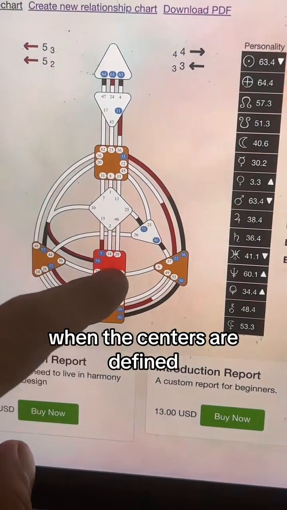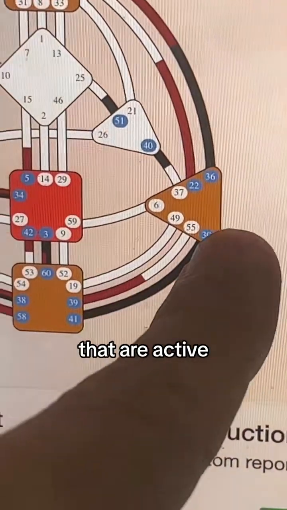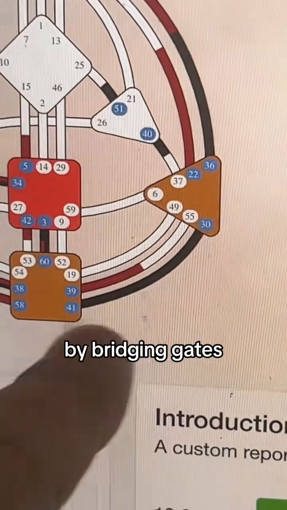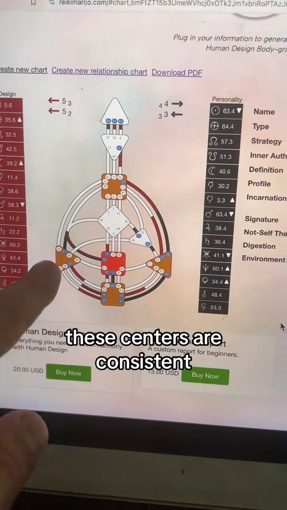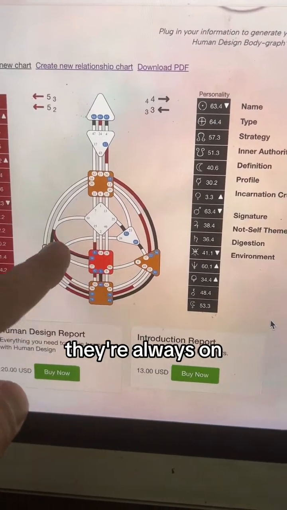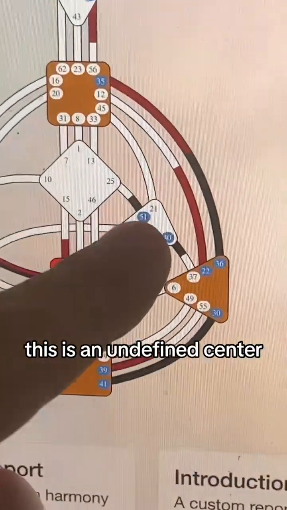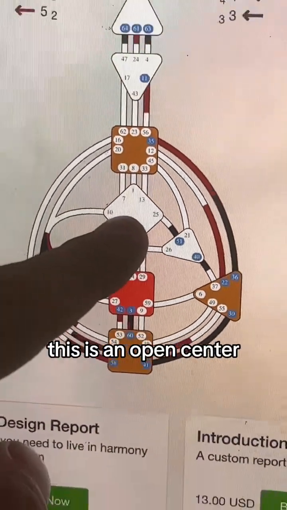When the centers are defined and they're connected by channels that are active by bridging gates, these centers are consistent. They're defined. They're fixed. They're always on. They're like speakers that just never shut up. The white centers, this is an undefined center. This is an open center.